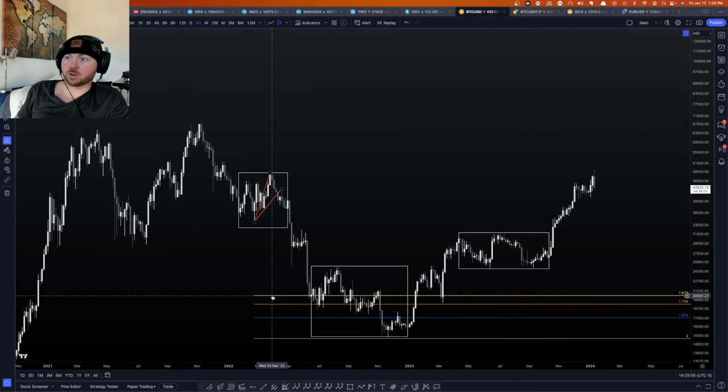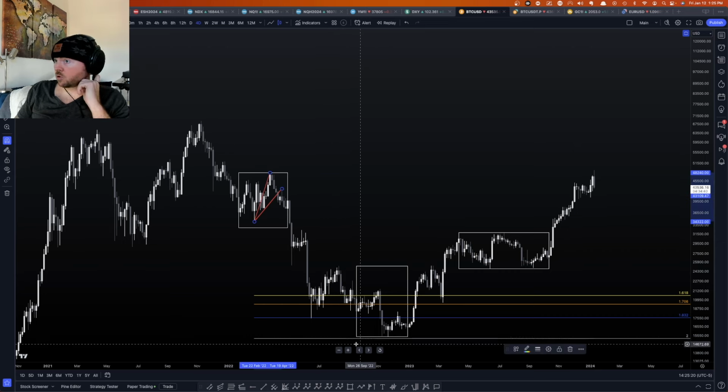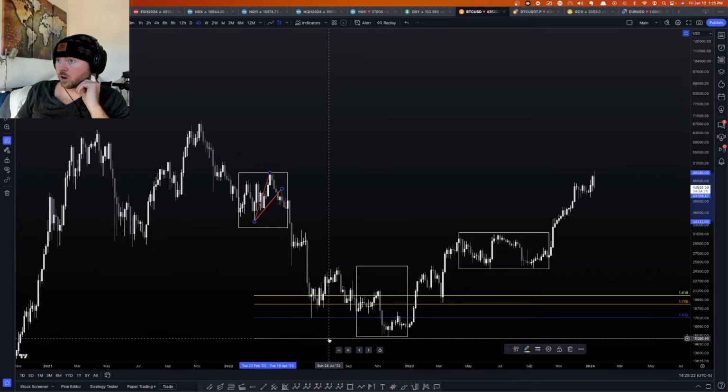I have it on, I believe, is this log or non-log? Okay, this is linear here, and you can see it gave a perfect reaction here at the 832, and then you can speculate that it might come down to the 2. It didn't end up actually hitting the 2 here, but it got pretty close.